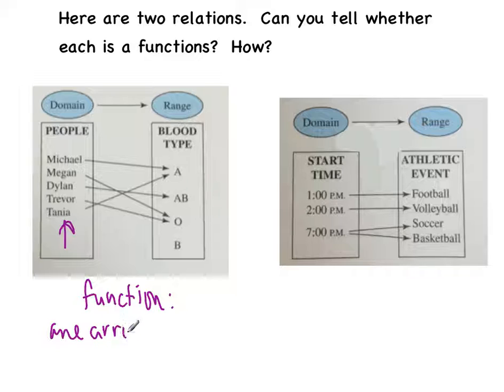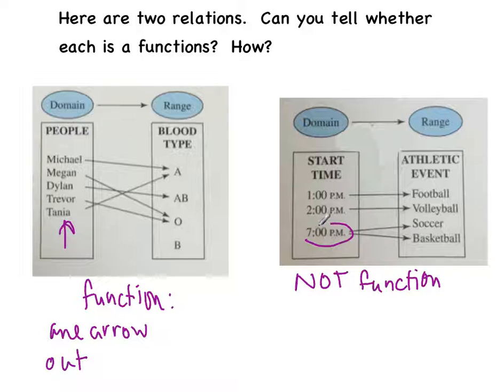Arrow out. Okay. The second one is not a function, and that is because 7 p.m. is assigned to 2 different places. So we have more than one arrow out, and it is not a function.